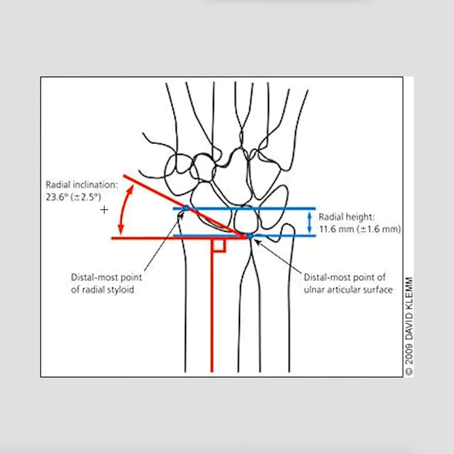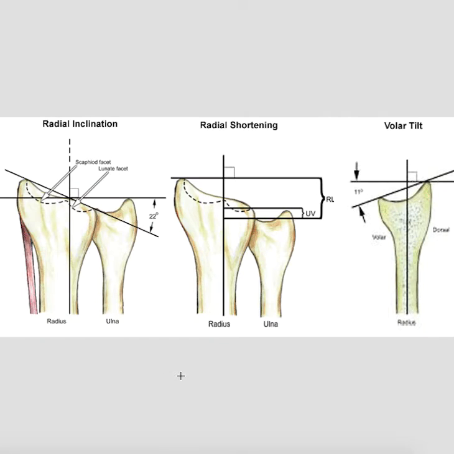The volar tilt, I'm going to go to the next picture for a second here. So now the palmar side is right here on this picture. The dorsal side is here. So you see the dorsal lip is higher than the volar lip, and that angle is 11 degrees tilted volar.